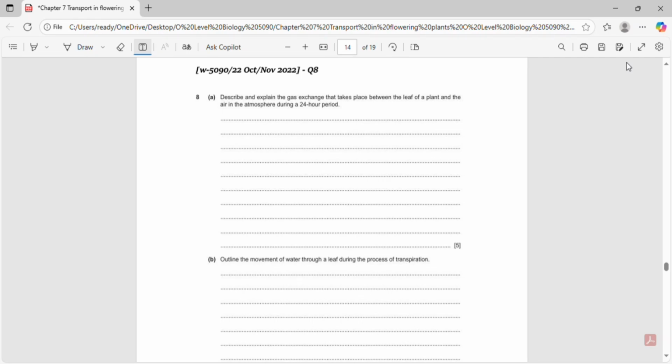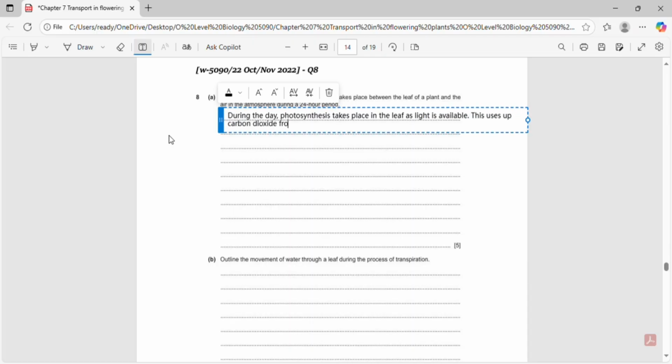Next, we have an extensive question which says, describe and explain the gas exchange that takes place between the leaf of a plant and the air in the atmosphere during a 24-hour period. So, we will write, during the day, photosynthesis takes place in the leaf because light is available. This uses up carbon dioxide from the atmosphere and produces oxygen, which then diffuses out. Respiration is also happening, but because the rate of photosynthesis is higher, there is a net uptake of carbon dioxide and a net release of oxygen.